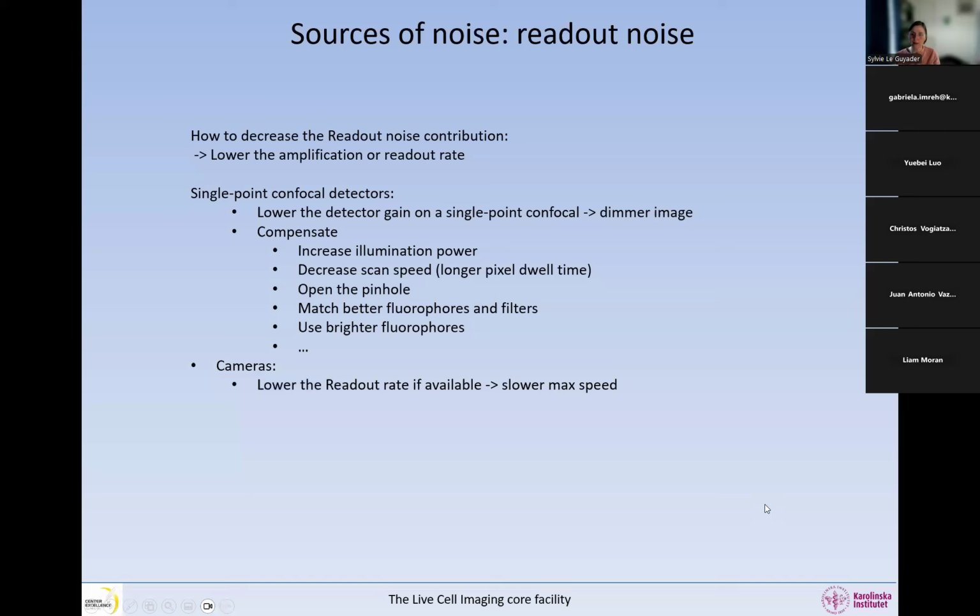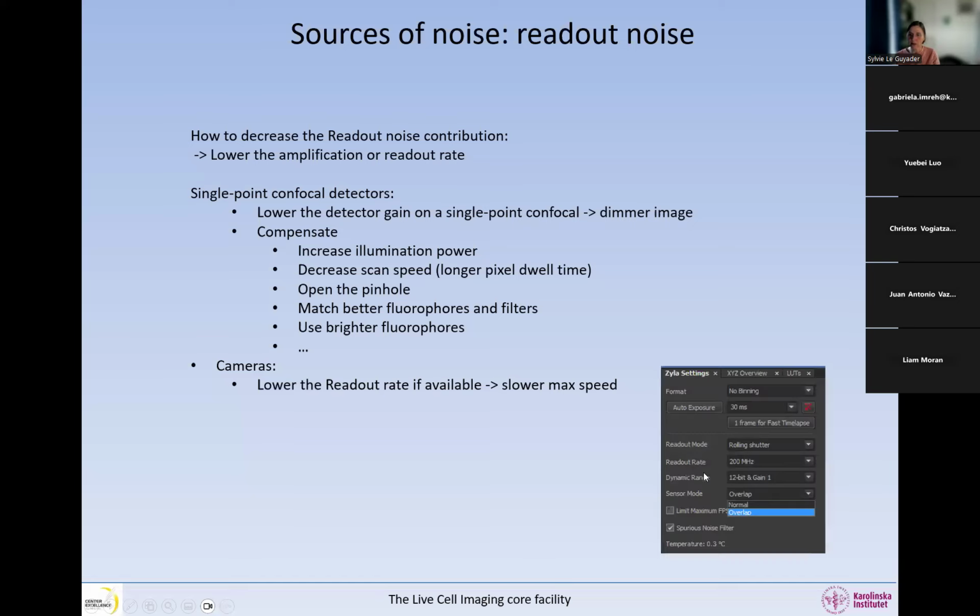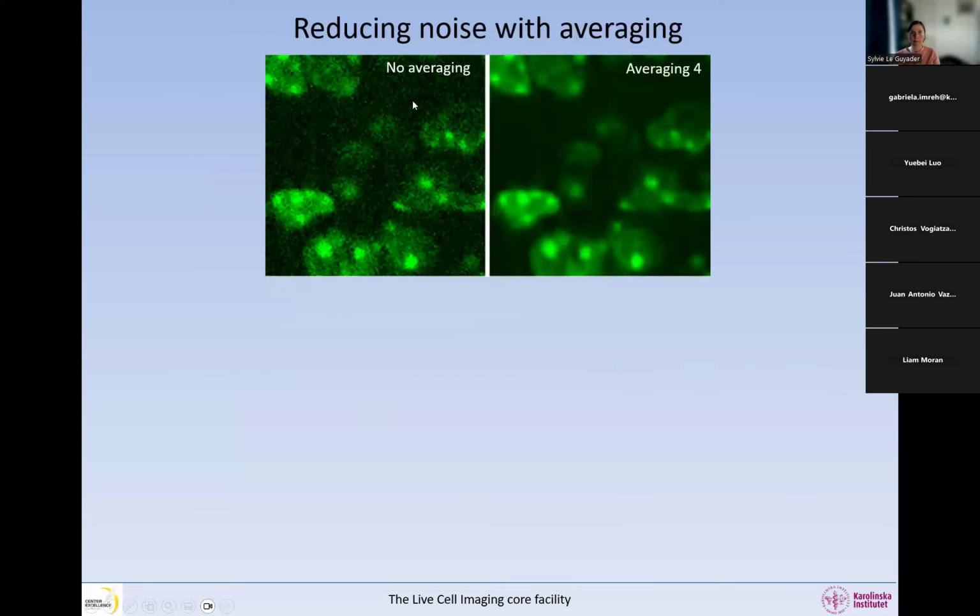For example, here we have the readout rate 200 megahertz. So this is what you would use by default, the lower one. And you go up only when you need to. So this was the readout rate.